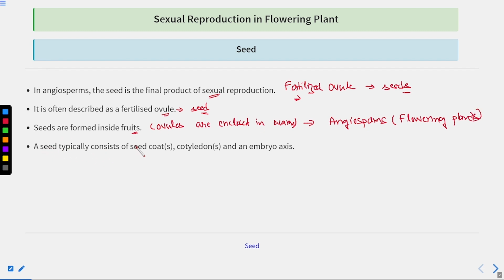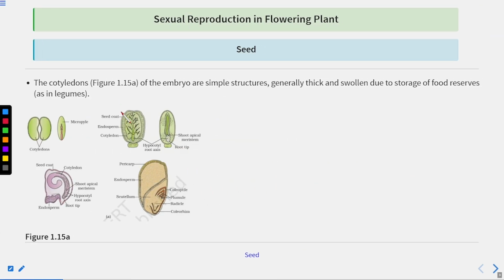Now next, a seed typically consists of the seed coat, cotyledon, and an embryo axis. Clear? So seed coat, cotyledons, as well as the embryo axis. Now this is the diagram showing you the structure of different kinds of seeds. Here you can see the cotyledons of the embryo. These are simple structures, generally thick and swollen due to the storage of reserve food materials, such as in legumes. What are cotyledons? They store the reserve food material, and that's why they become a little bit swollen.